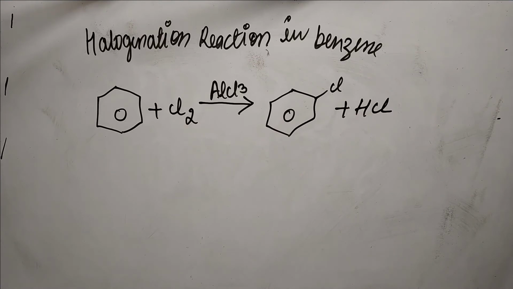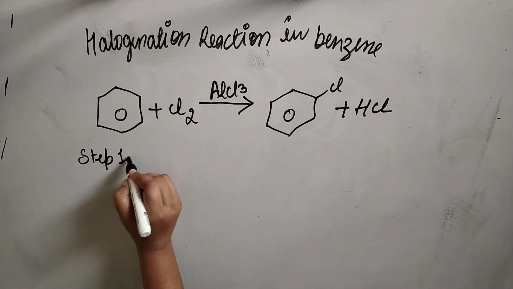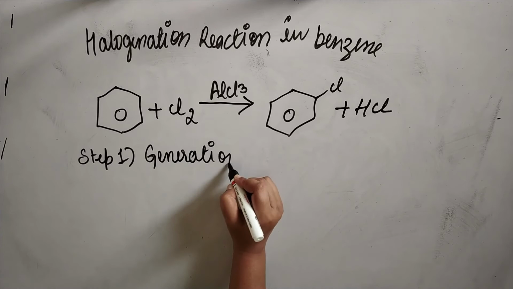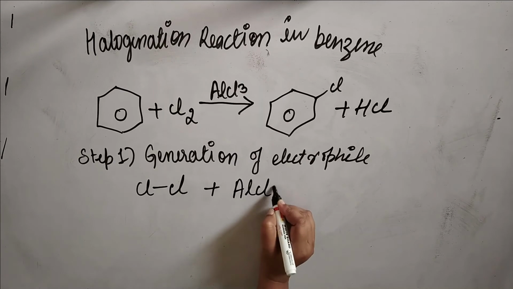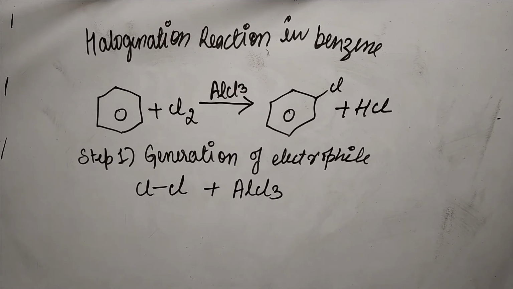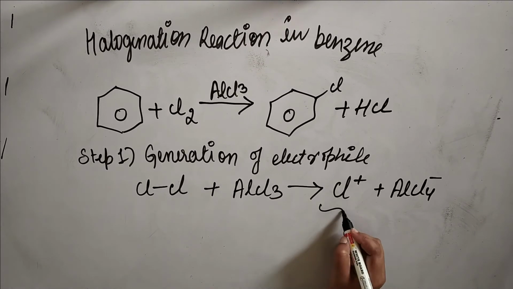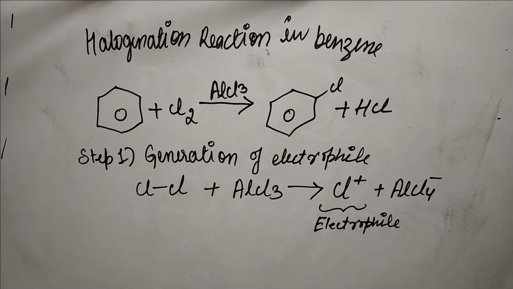Now let's discuss the mechanism of this halogenation reaction. Again, the first step is the generation of electrophile. Step 1, that is the generation of electrophile. So when this chlorine molecule reacts with aluminum chloride, that is a Lewis acid, the electrophile will be generated. So this is our electrophile. So here you can see that one of the chlorines forms a positive charge, which acts as an electrophile, and AlCl4 carries the negative charge.